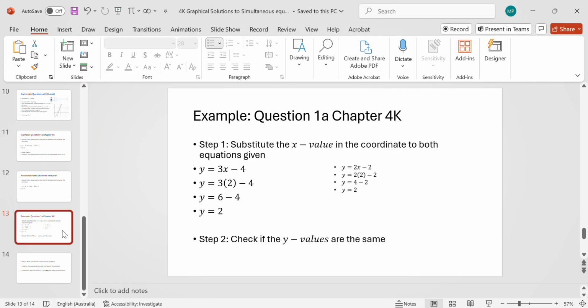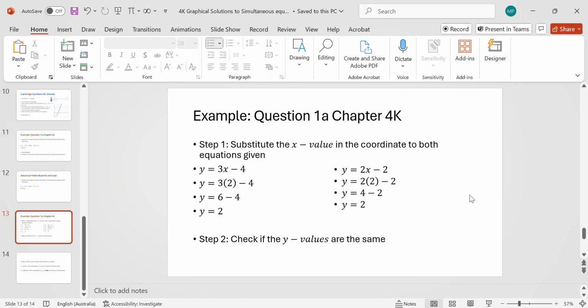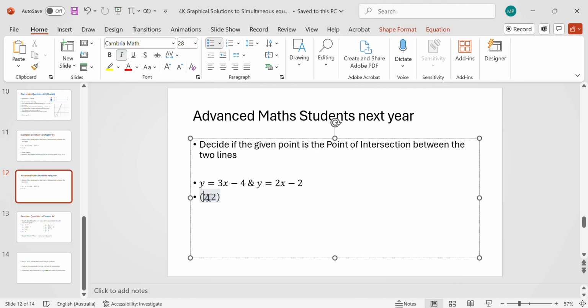So step one is substitute the x values such that we can check if the y values are the same, okay? So let me just do this right here. So substitute the x value in the coordinate to both equations given. Because we're given two equations here, y equals 3x minus 4 and y equals 2x minus 2, we are substituting the x value. So my x value in this case is 2.